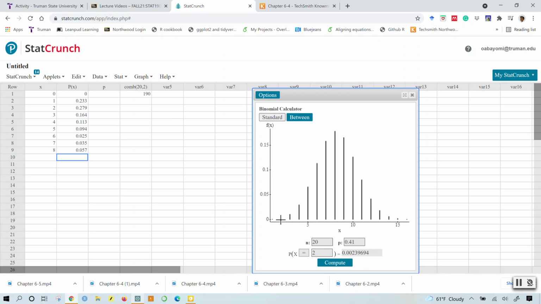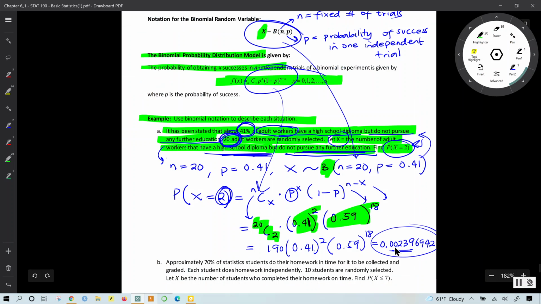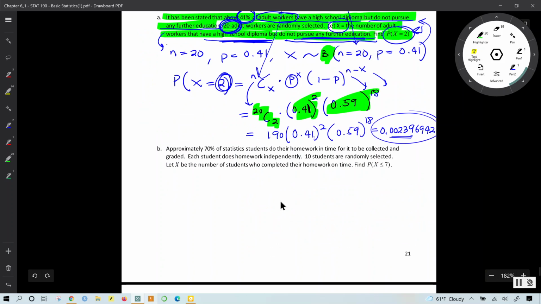And you can see it's right there for equal to 2. And the value is 0.0239694, which is the same as this. So subsequently, you won't need to remember this formula. You can actually use StatCrunch to generate the final result here. I guess that is definitely a huge relief, right? Okay, let's move on to another example.